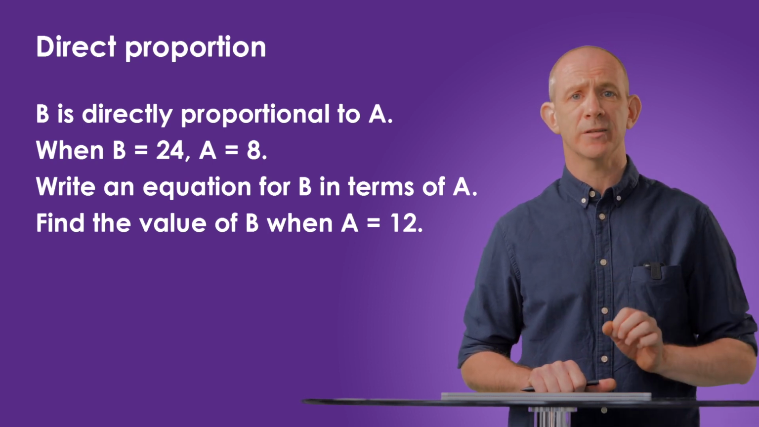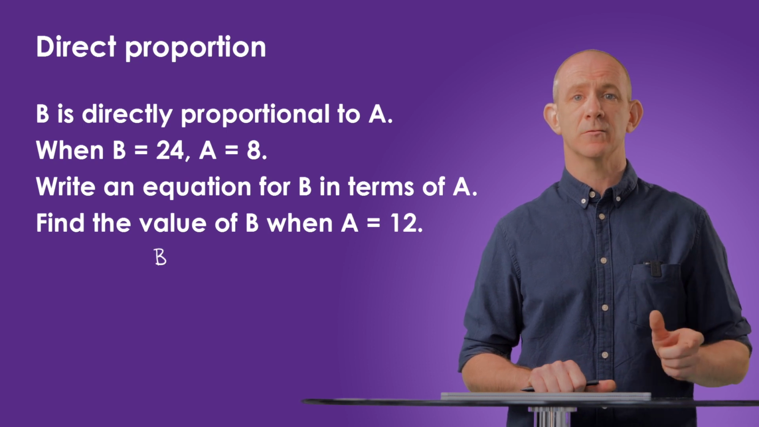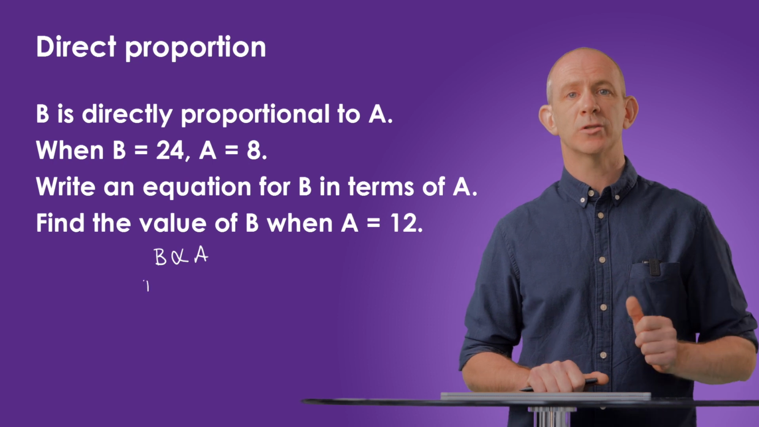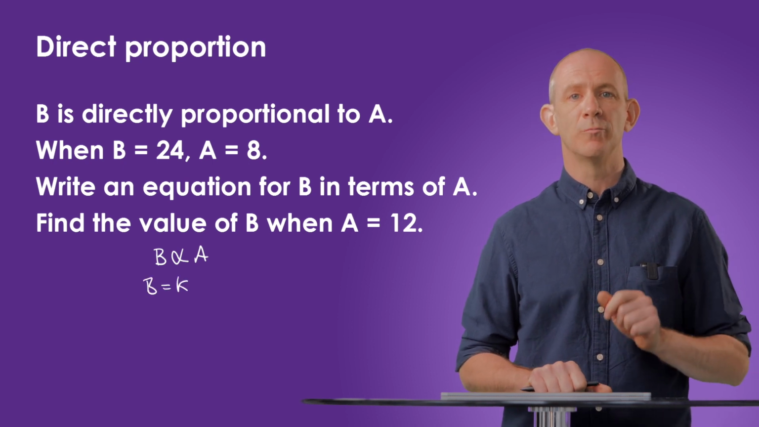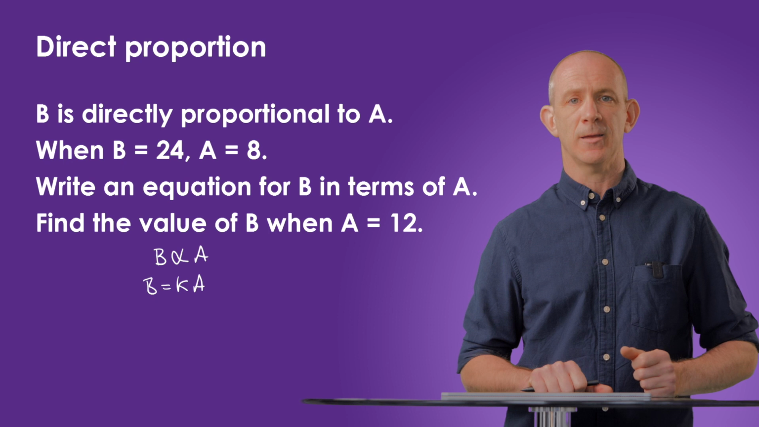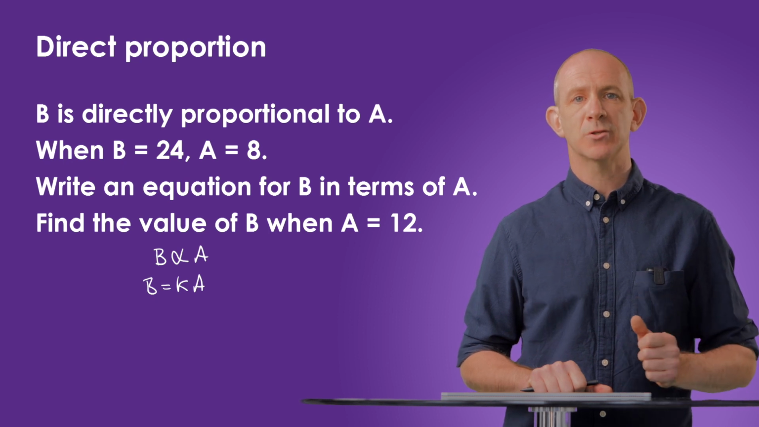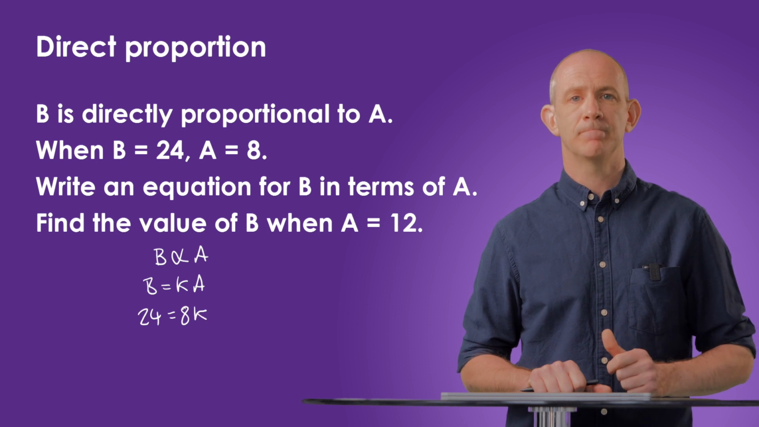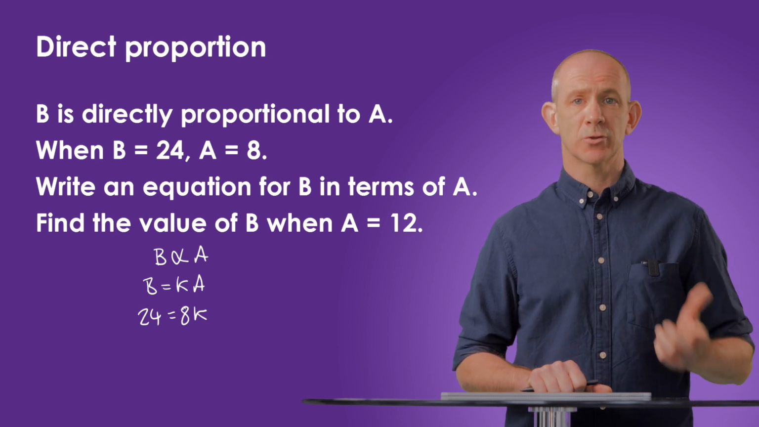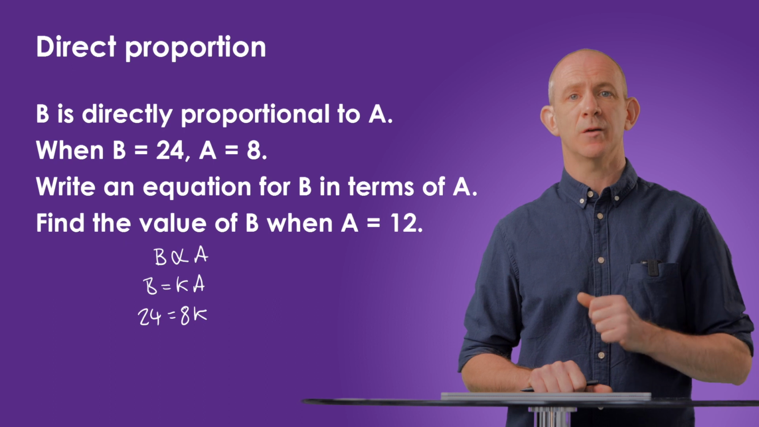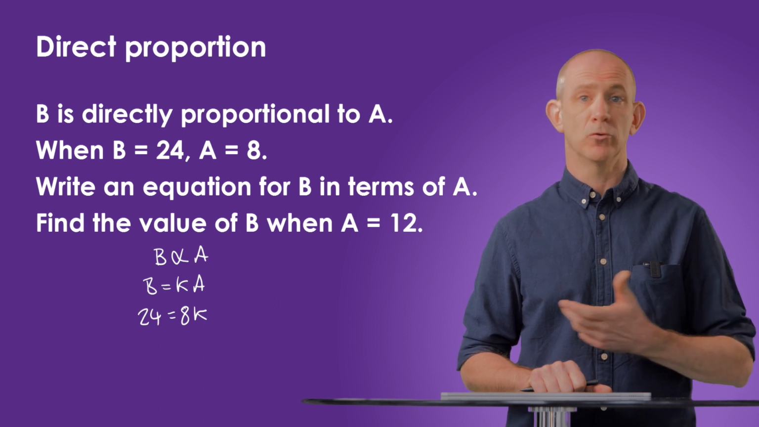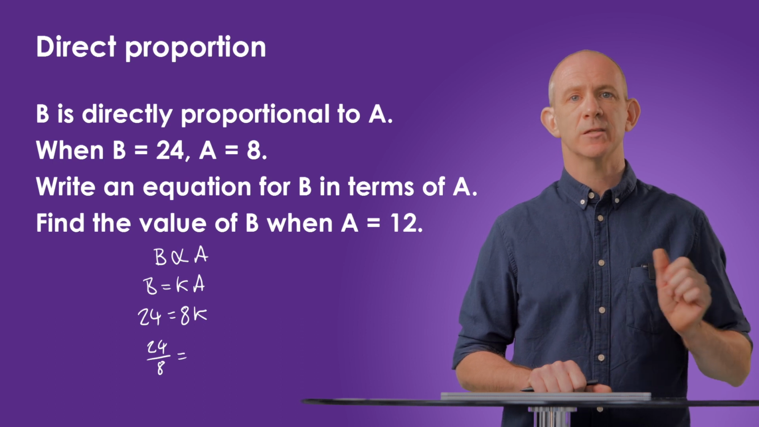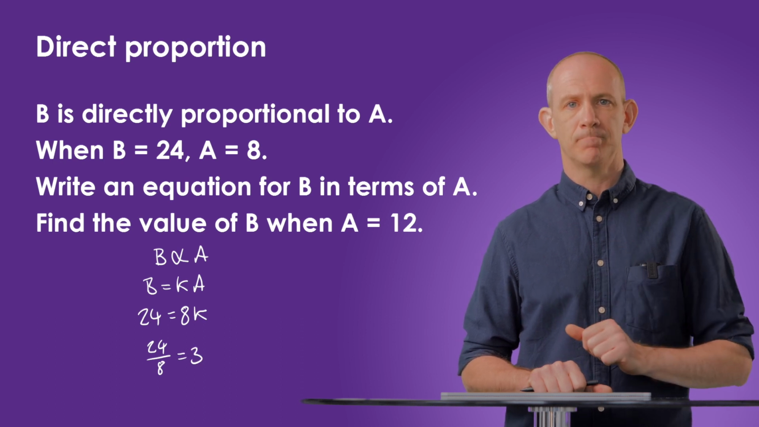We can write the proportionality of b to a as this, and then change it to an equation with the knowledge that a direct proportion will involve multiplying a by the constant of k. We can then substitute in the known values of b and a to solve for k. b equals 24, which equals k times a, which equals 8, or 8k. We can then divide both sides by 8 to calculate k to equal 3.